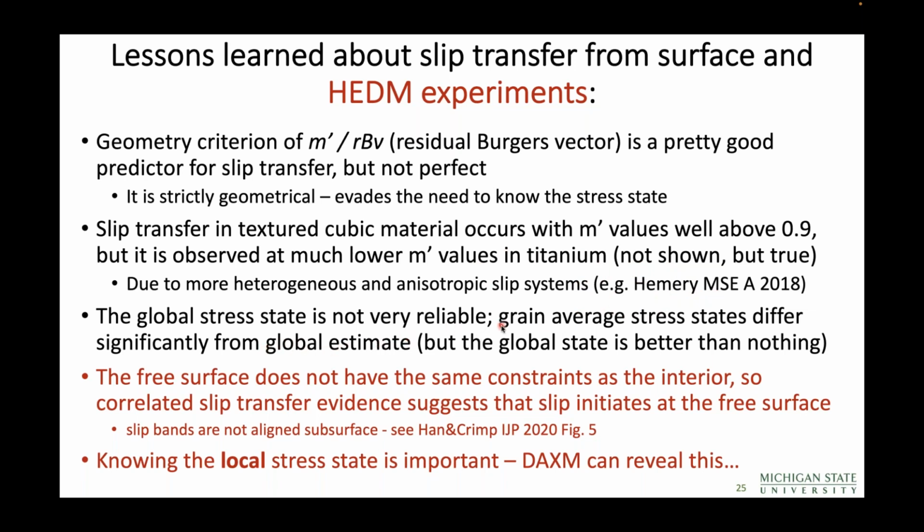So the global stress state is not very reliable, but it's better than nothing. Even the grain average stress state differs significantly from the global estimate, and it's clear that there are complicated things going on inside. But a more important outcome of this is that the free surface does not have the same constraints as the interior, for obvious reasons. It's a free surface. So correlated slip transfer evidence suggests that slip initiates at the free surface. And this has been chased in another paper by one of my colleagues. But this all points to the fact that it would really be nice to know the local stress state in places where slip transfer is happening so that we can maybe get a better idea about what's going on. So that's where we're going next.